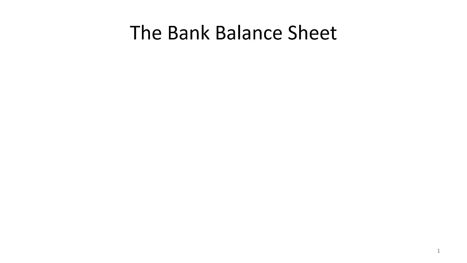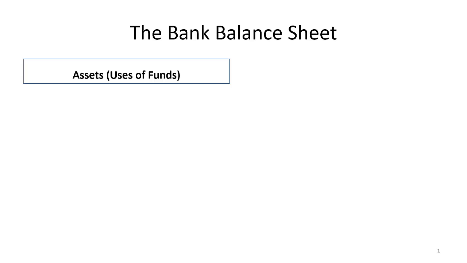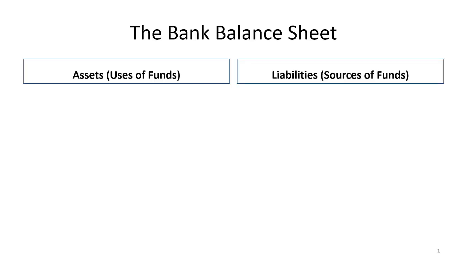The topic of today's discussion is the bank's balance sheet. We have discussed before the Fed's balance sheet. Now we are going into individual banks to try to understand what their balance sheet looks like. In a balance sheet, there are two sides, as we all know. One is the assets, which is the uses of funds, and the other is the liabilities, which is the sources of funds.